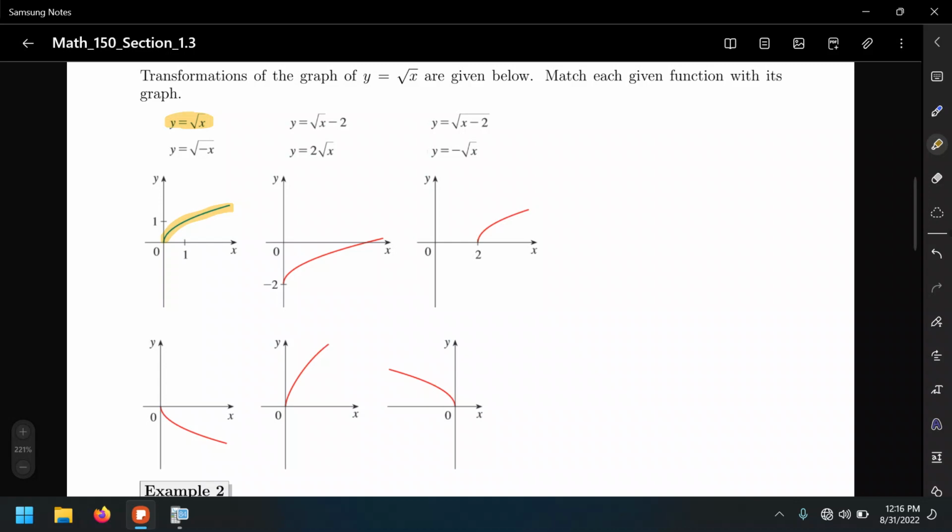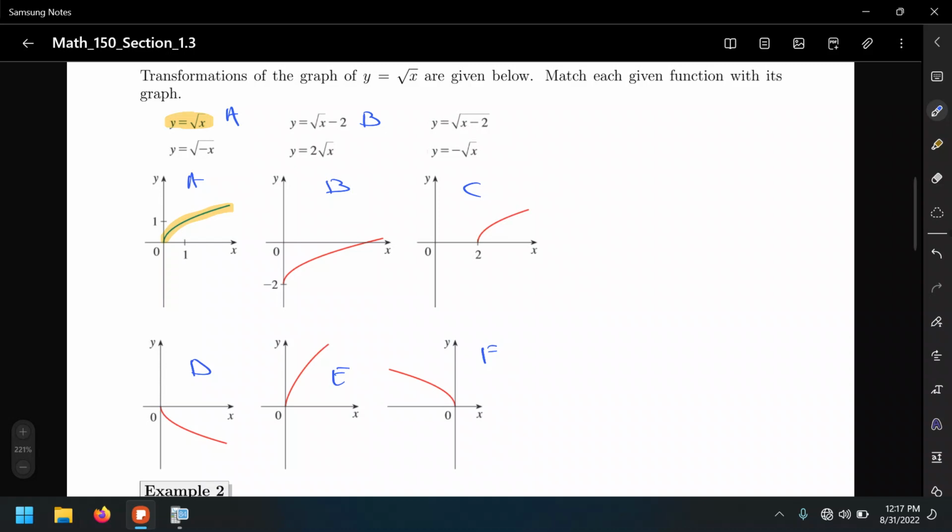Actually, let me label them. So this is A, B, C, D, E, and F. We already saw that this is A. All right, that's the given. So the second function, y equals square root of x, minus 2. Which graph will be representing that function? B. Well, be careful with the negative 2. When it's outside of the radical or outside of parentheses or outside of the exponential, that means vertical shifting, and because of the negative, that means it's going to go down 2 units.